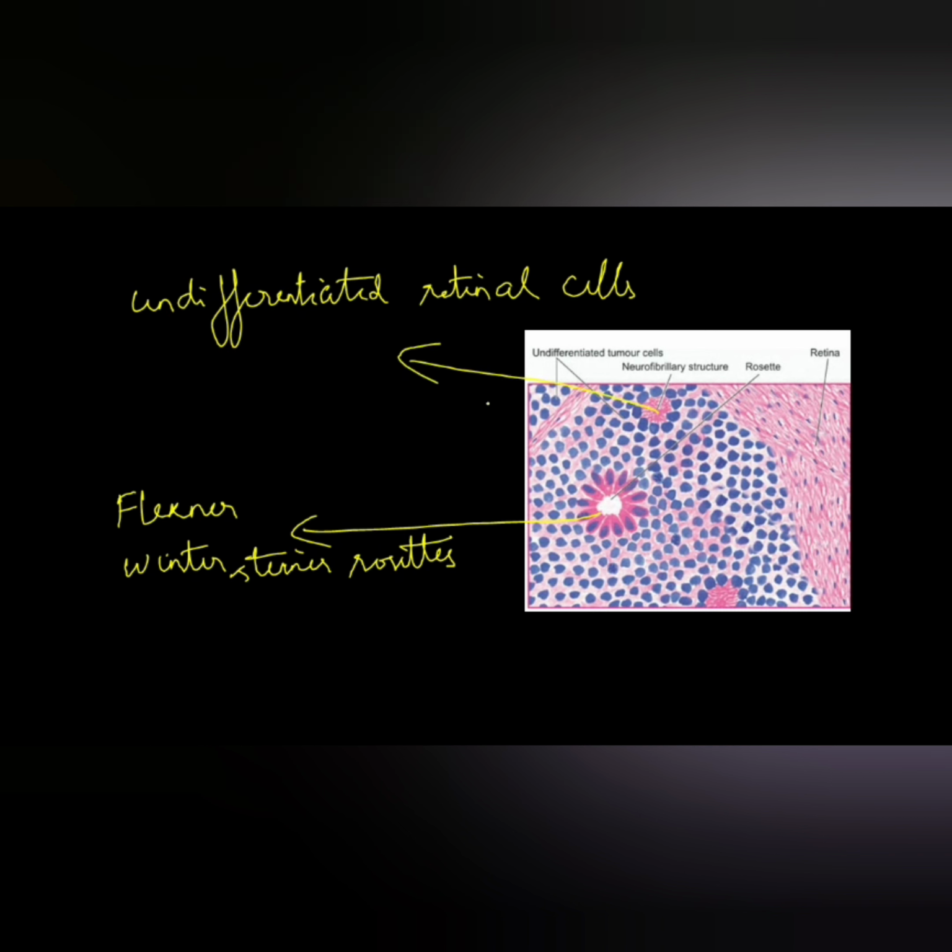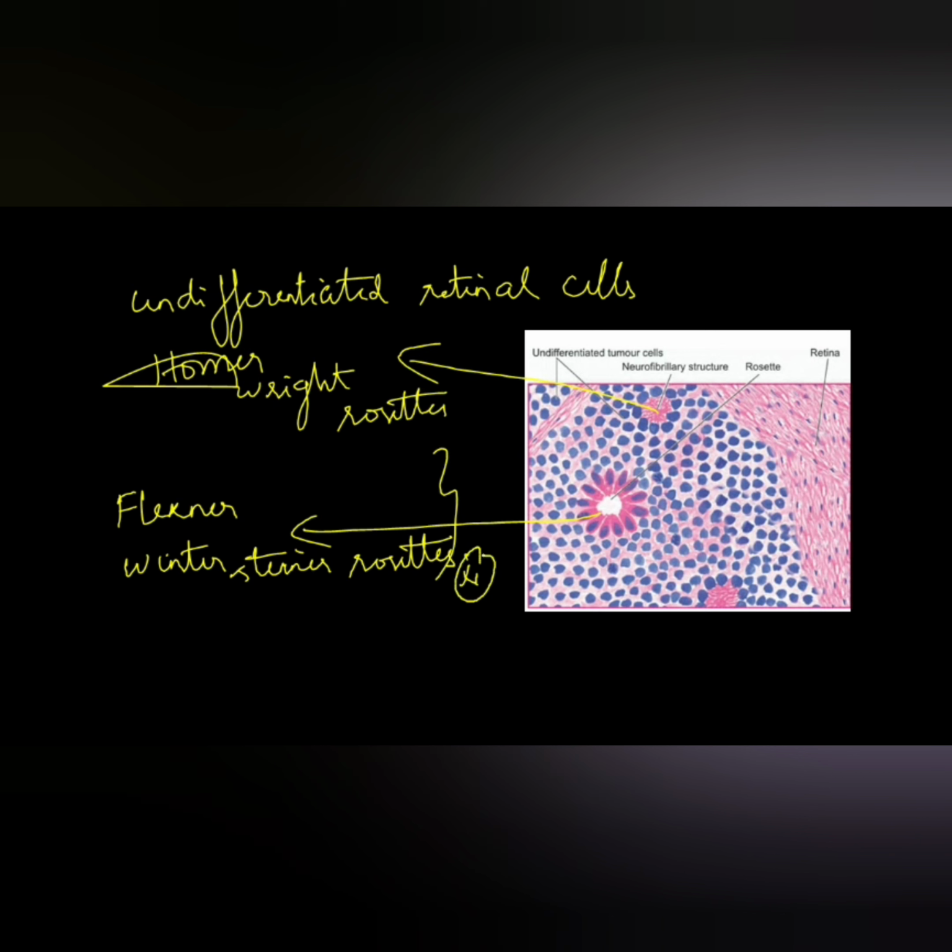So this is called the Homer Wright rosettes. Now again, these two are important for your MCQ. They might ask you, Flexner Wintersteiner rosettes is seen in which of the following? Homer Wright rosettes is seen in which of the following? So it is an important MCQ.